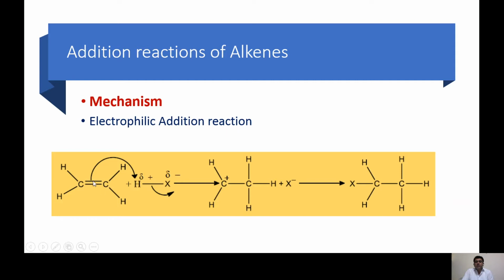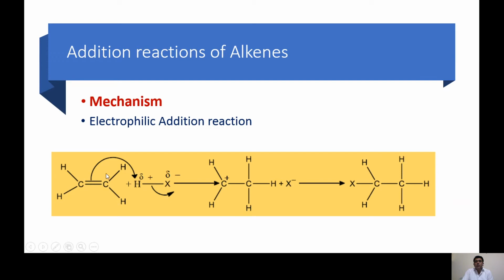For example, this is our alkene and this is the HX. We know this is a polar bond. So this is partial negative and this is partial positive. These two electrons of the double bond are also negative, so they can attack on the positive part. It means this H is acting as an electrophile. So we can say this H is going to add first to the carbon.